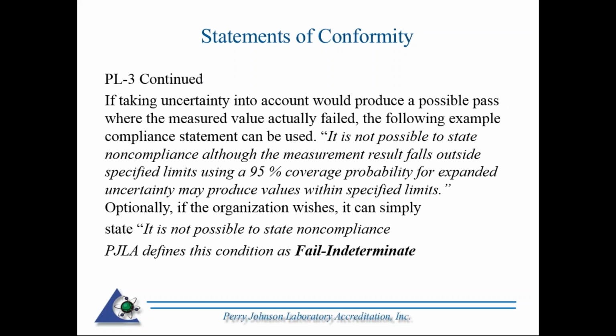Looking at the other side of the coin, if taking uncertainty into account would produce a possible pass where the measured value actually failed, the following example compliance statement shall be used. It is not possible to state compliance, although the measurement result falls outside specified limits, using a 95% coverage probability for expanded uncertainty may produce values within the specified limits. Optionally, if the organization wishes, it can simply state it is not possible to state compliance.